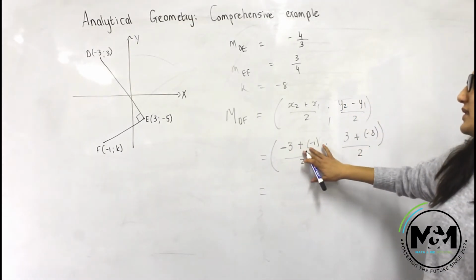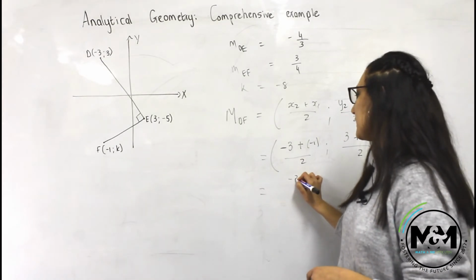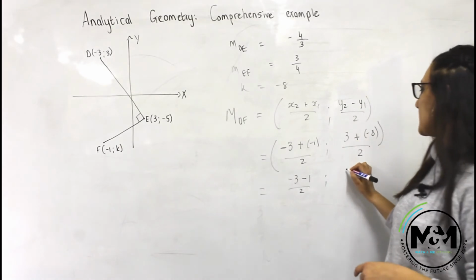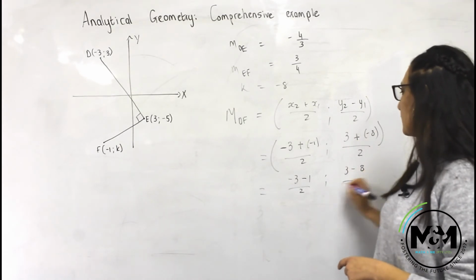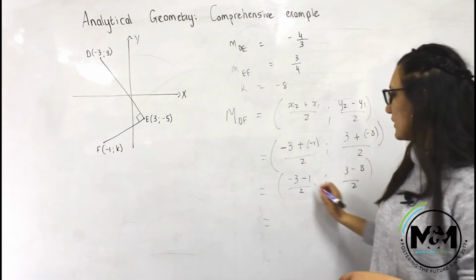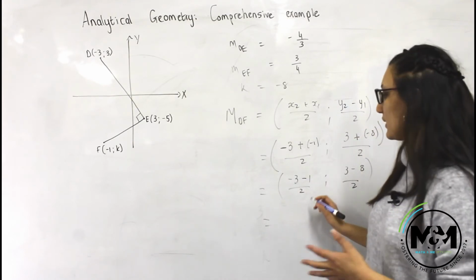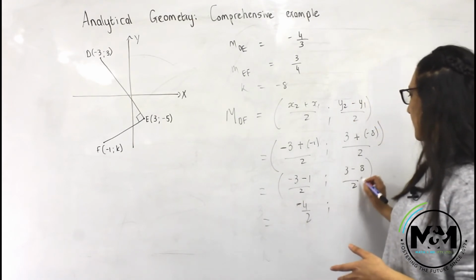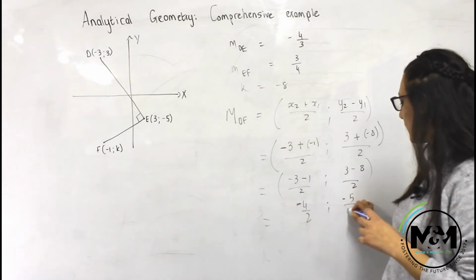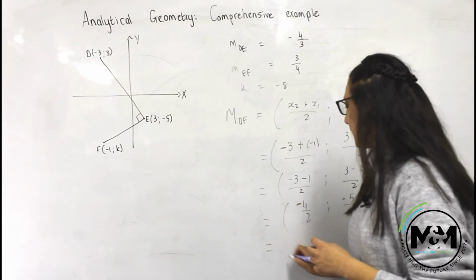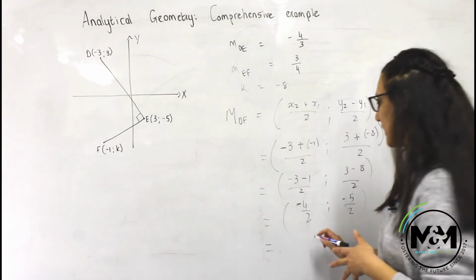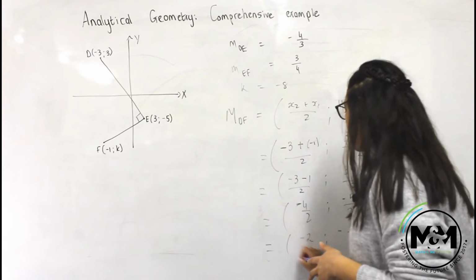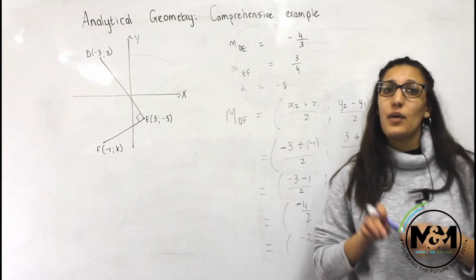Negative 3, a positive times a negative is a negative, so negative 3 minus 1 over 2. Positive times a negative is a negative, so 3 minus 8 over 2. Okay, so negative 3 minus 1 is negative 4 over 2. And 3 minus 8 is negative 5 over 2. Okay, so my final answer, the coordinates of the midpoint of DF is negative 2 and negative 5 over 2. I'll leave it like that. And that is our fourth question.